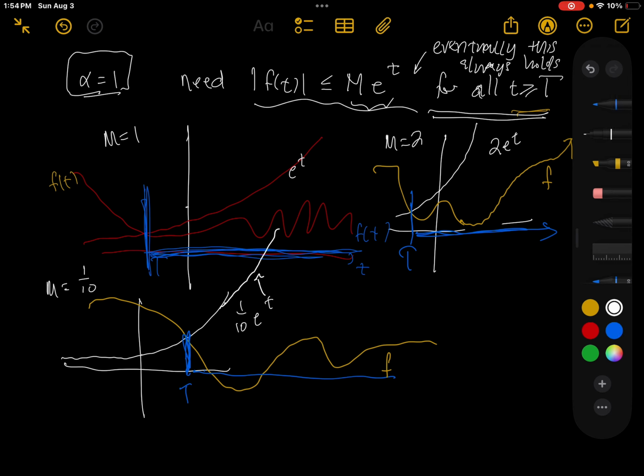Now you could have a different alpha. So you could have exponential order 2, and then you would look at functions of the form m e to the 2t. Similarly, if you have a function where past a certain point, the absolute value of the function is always below some m e to the alpha t, then your function is of exponential order alpha. So that's the idea behind exponential order alpha.